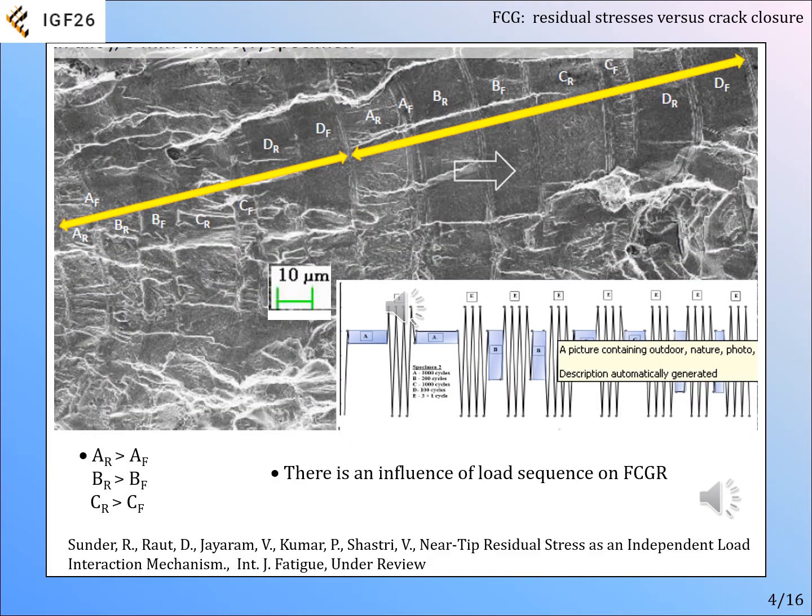This slide presents experimental results obtained with the Superblock 2020 load pattern. The material studied was the 7075-6 aluminum alloy. The fractal surfaces show that the second load block produces larger crack increments than the first one. Therefore, there is an influence of load sequence on fatigue crack growth rate.